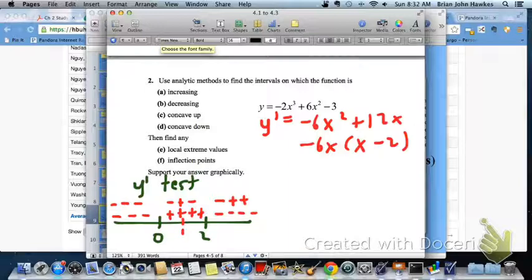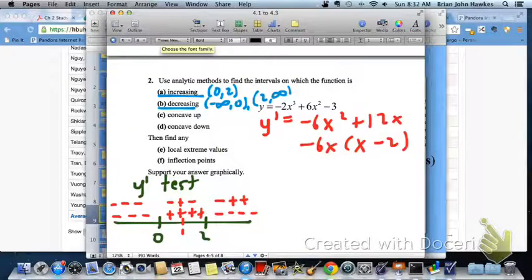Y is increasing on the interval from 0 to 2, because y prime is positive on that interval. Y is decreasing on the interval from negative infinity to 0, and also on the interval from 2 to infinity, because y prime is negative on that interval.